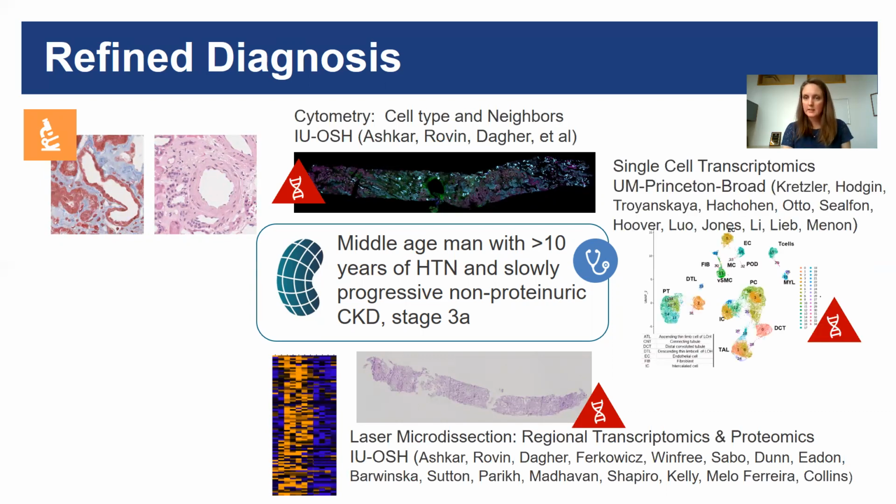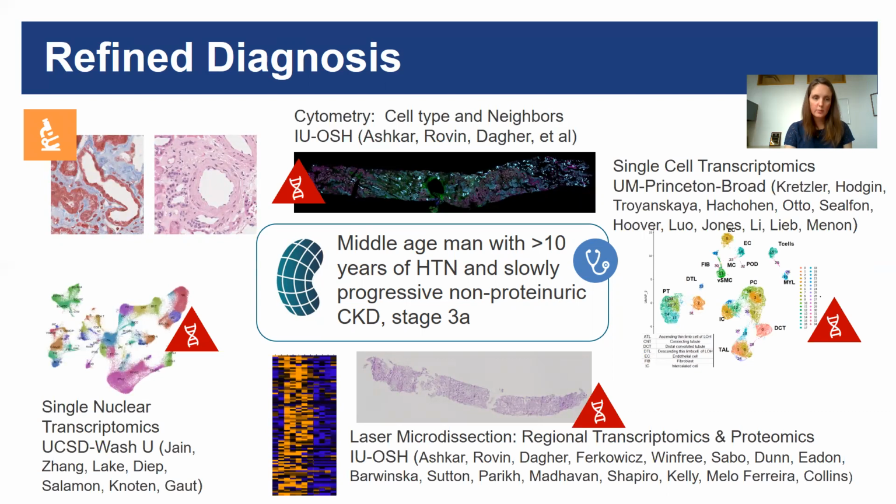The group here that had access to single cell technology generated single cell transcriptomics. And looking at these different cell types, they could also see an increased expression of injury markers in a variety of the nephron segments. And lastly, this group that does single nuclear transcriptomics from UCSD and WashU, they were able to find similar patterns seen across these technologies, and specifically different tubular subsegments that appeared to be injured.